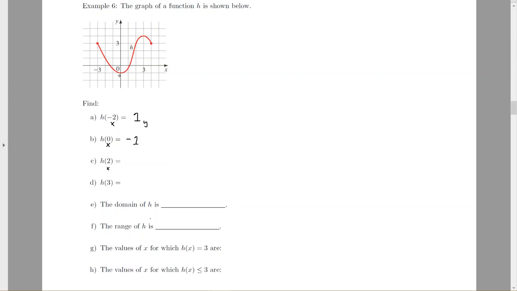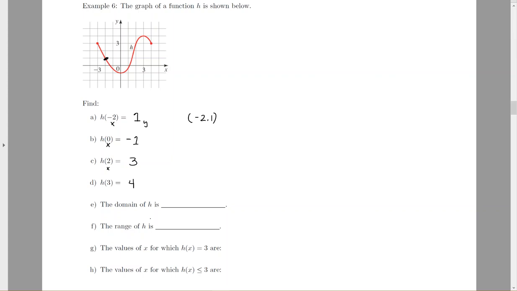When x is 2, the y value is 1, 2, 3. And when the x is 3, you're up to 4. So really you're just generating points. The point -2, 1 is on the graph. It's just a fancy way of writing it up.